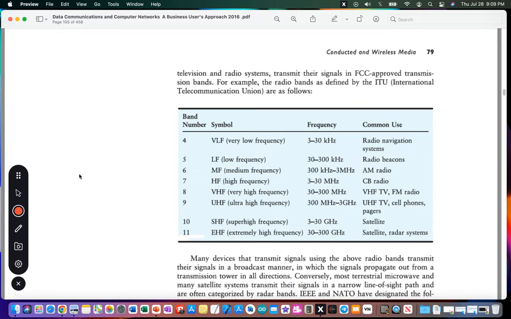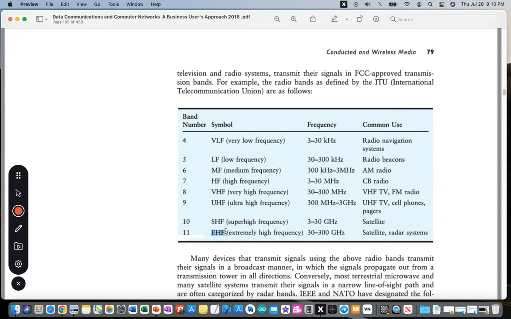And here we have the very low frequency range, and what is commonly used in this. Low frequency, the range, and what is commonly used in here. Medium frequency, high frequency, very high frequency, ultra high frequency, super high frequency, extremely high frequency. So the EHF, extremely high frequency, is used in radar systems, radars in the military.